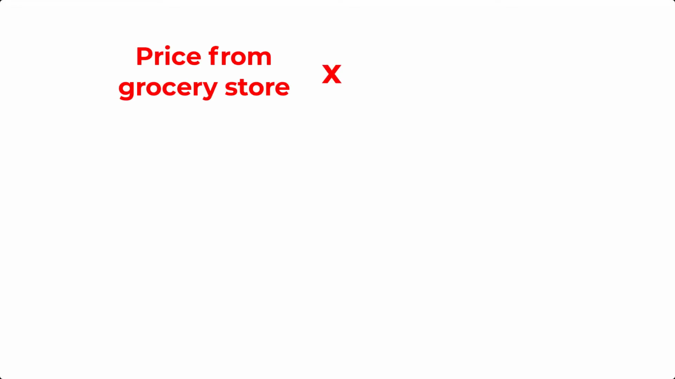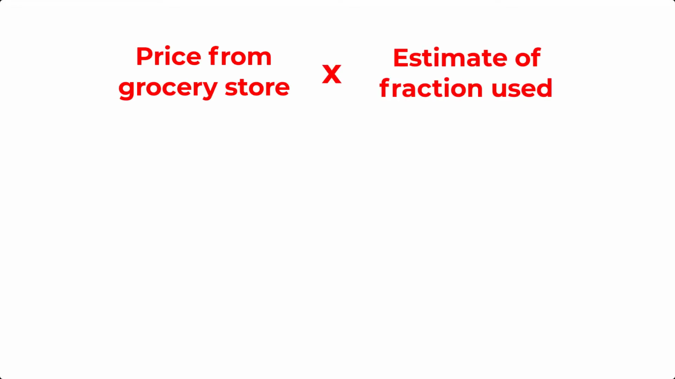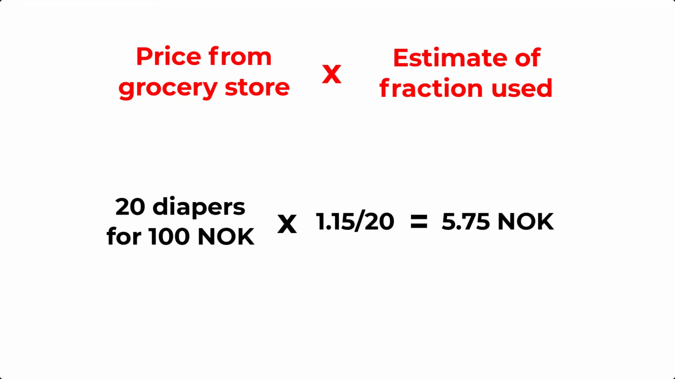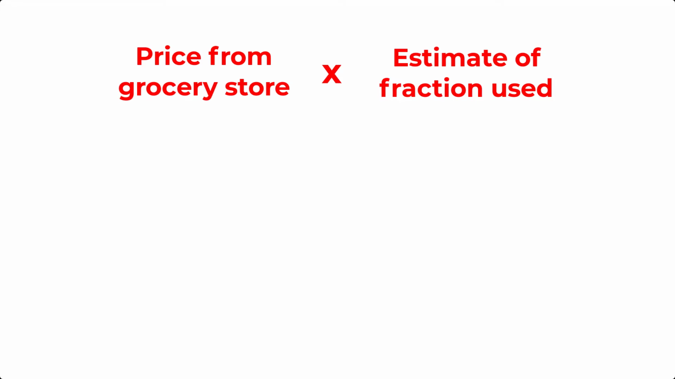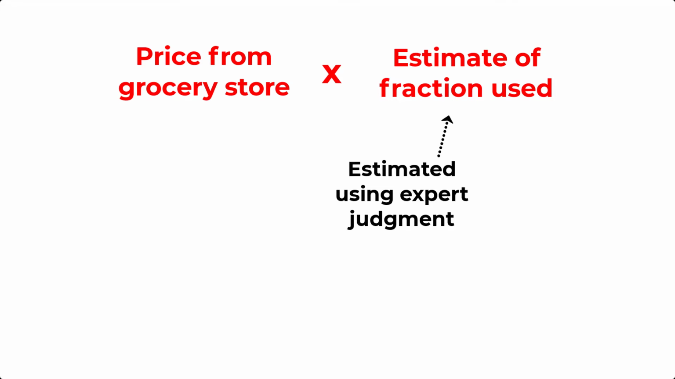For all of these resources, with the exception of labor, I take the price from the grocery store and I multiply it with an estimate of the fraction used. So for instance, the price of a 20-pack of diapers could be 100 kroner. And I estimate that on average I use maybe 1.15 diapers per diaper change. Now, where does this 1.15 come from? Well, that comes from me using expert judgment.